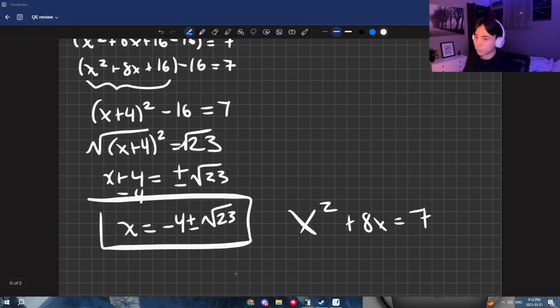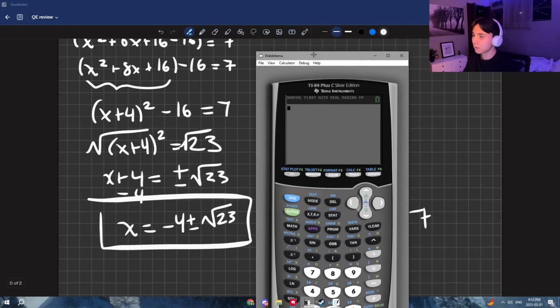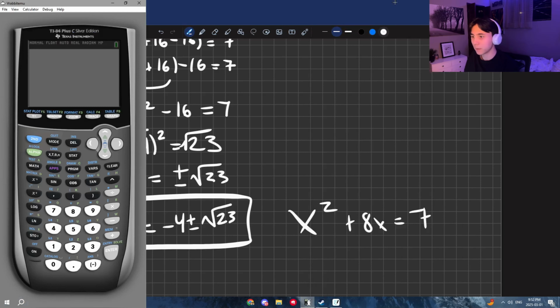Since our original equation was x squared plus 8x is equal to 7, and we got x is equal to negative 4 plus or minus root 23, what we're going to do in our calculator is type in negative 4 plus root 23 in brackets, and then store this as x. We're going to go x squared plus 8x, and this should give us an output of 7.